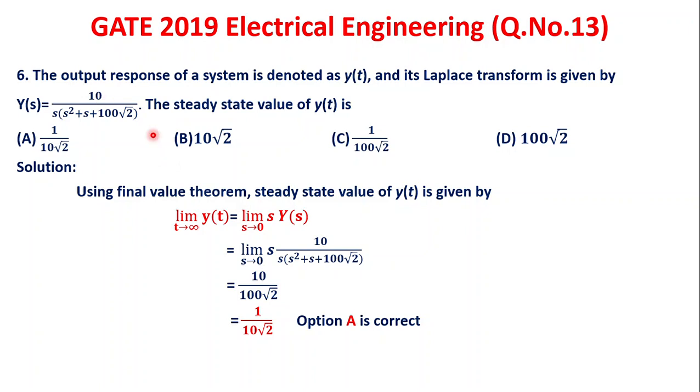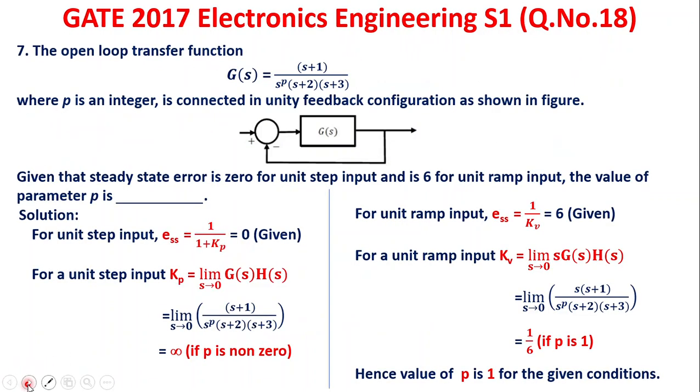So Y of s they have given, so that Y of s we have to simply multiply by s. S cancels. As s tends to 0, 0 plus 0 plus 100 root 2, 10 by 100 root 2 is 1 by 10 root 2. So option E is correct. See how simple it is. If you know how to use the final value theorem, this is again very simple. So let me move on to the next question.